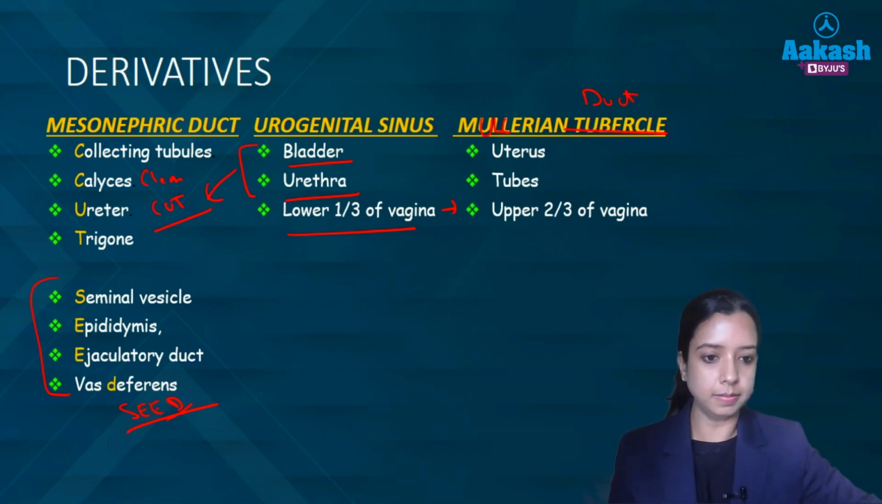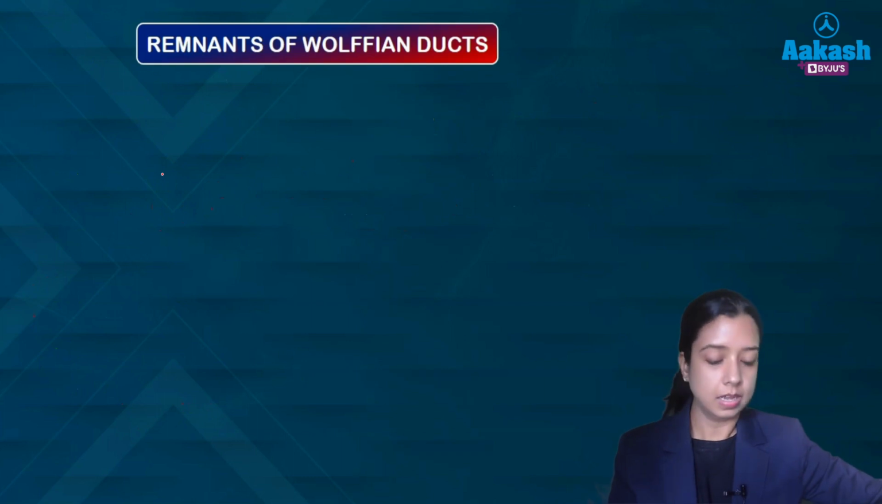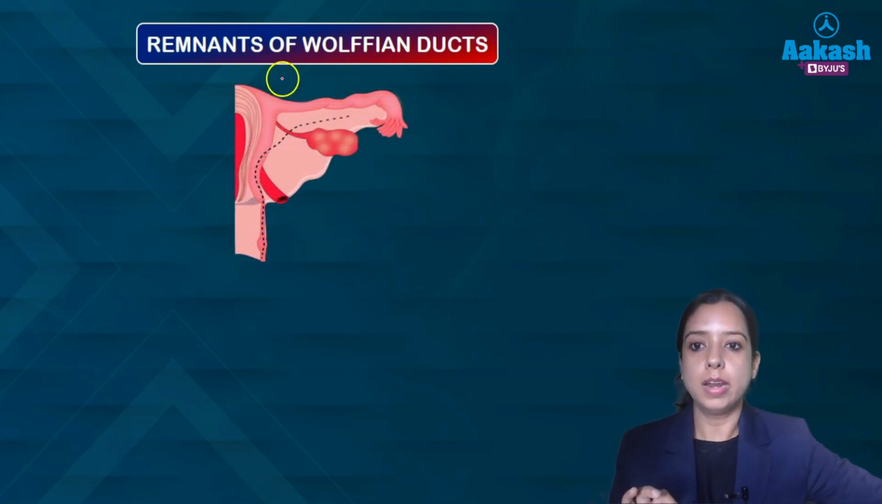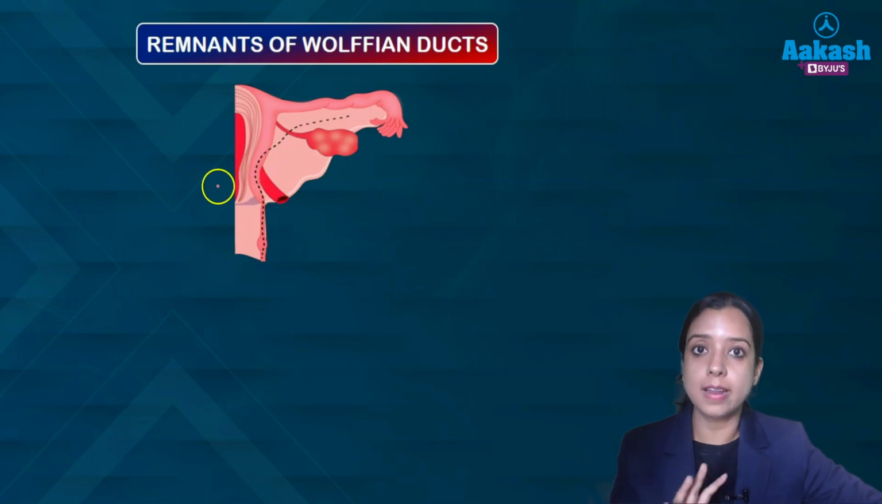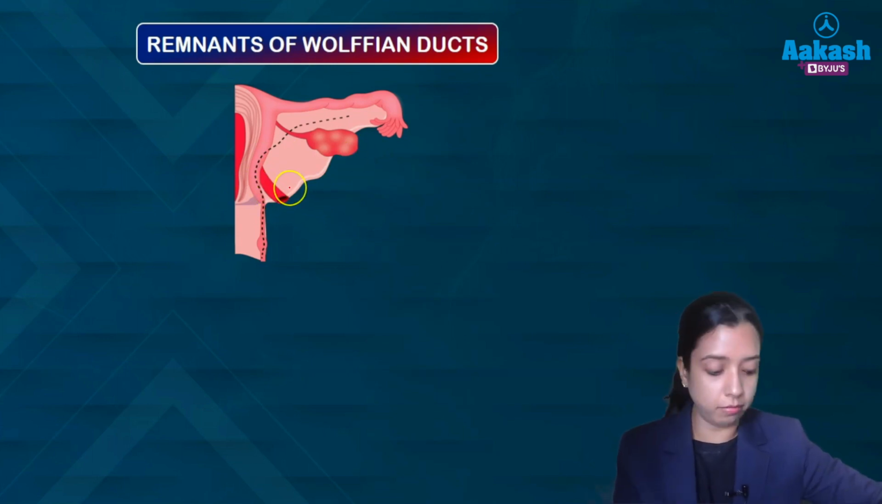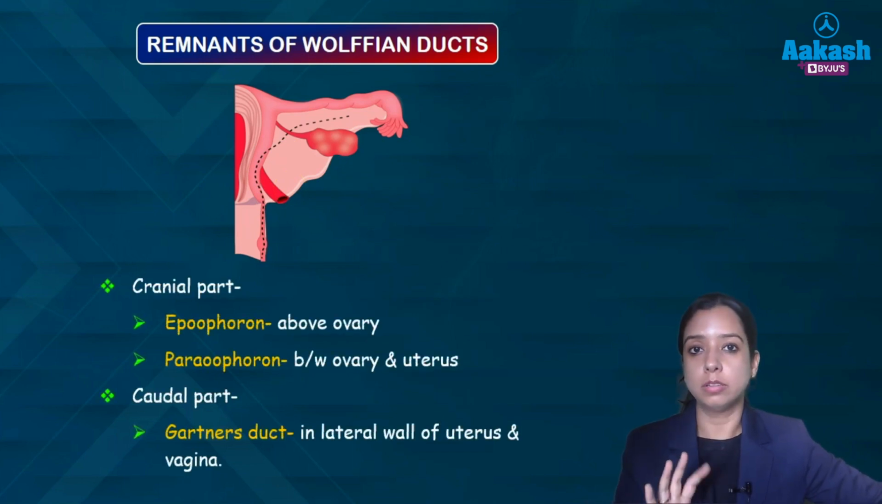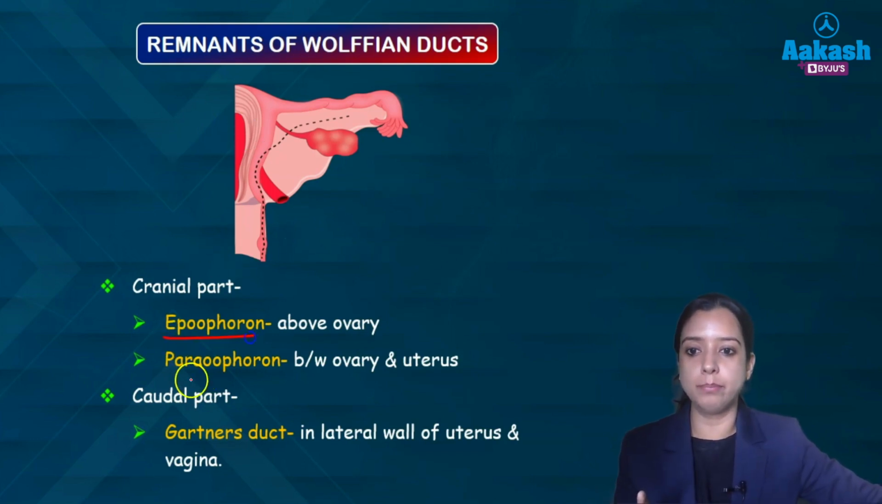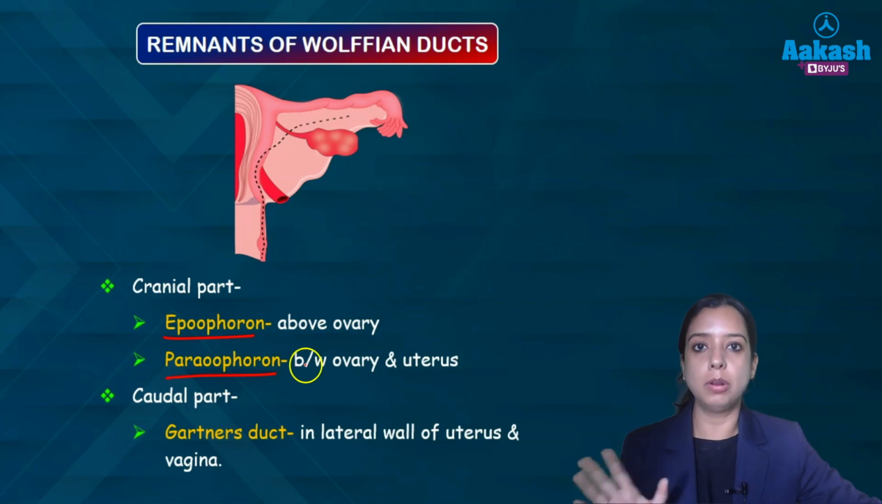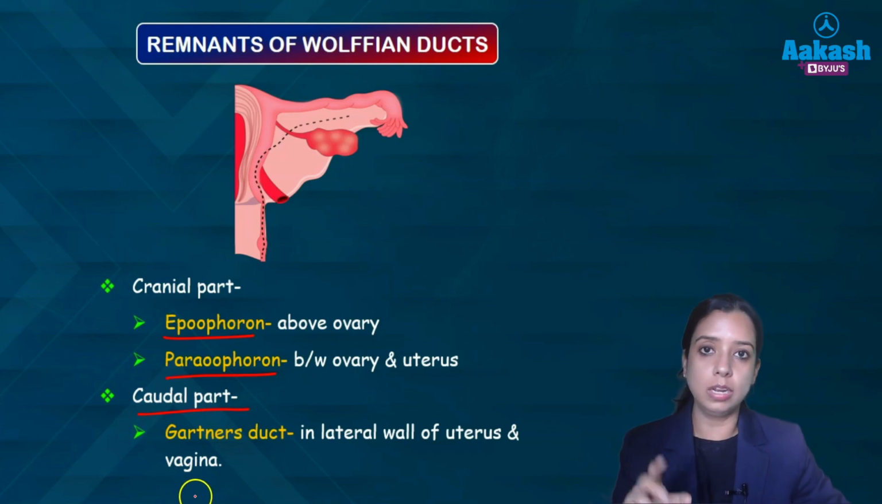Okay. Now, let's go further. Remnants of Wolffian duct have been asked in NEET. The Wolffian duct, which is the mesonephric duct, degenerates in the female genital system. Mullerian duct forms everything. So, where does it lie? Mullerian ducts lie centrally and the mesonephric duct lies paracentrally. It lies lateral to the Mullerian duct, and that is where the remnants will lie, obviously. Depending on location, remnants can be cranial and can be caudal. Cranial is around the ovary and hence they are called epoophoron and paroophoron because they are above and below the ovary. The caudal one is a very common duct, Gartner's duct. Obstruction of this duct leads to Gartner's cyst.